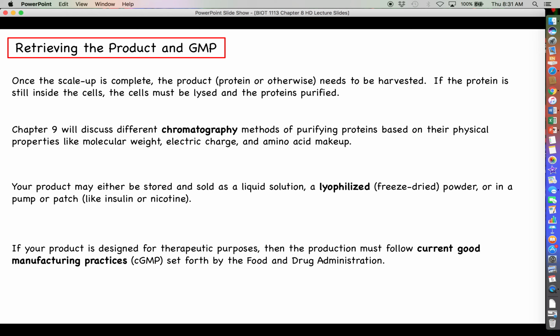So one thing to be aware of, if your product is designed for human therapeutic purposes, then the production and manufacturing and isolation all has to undergo and follow what are called current good manufacturing practices. And those, just like the clinical trial processes that we talked about earlier in the semester, are overseen by the Food and Drug Administration.